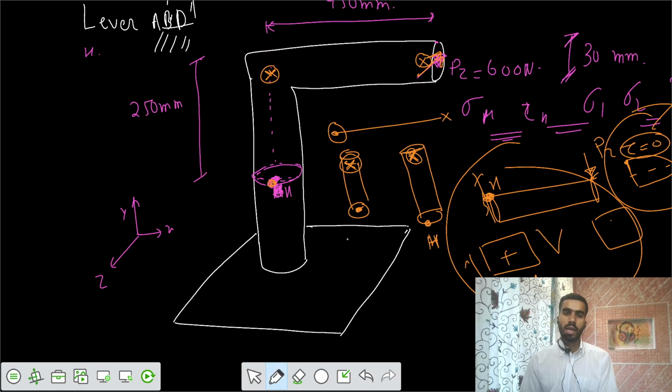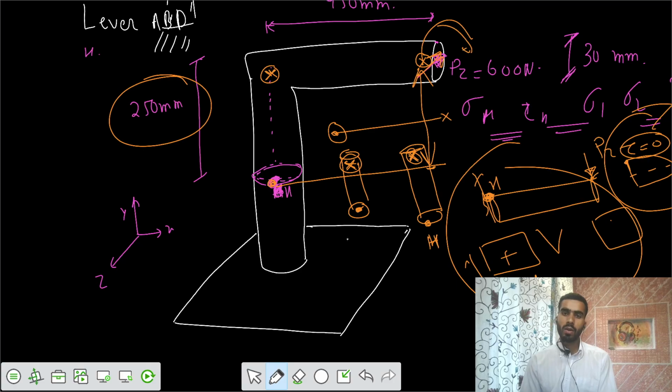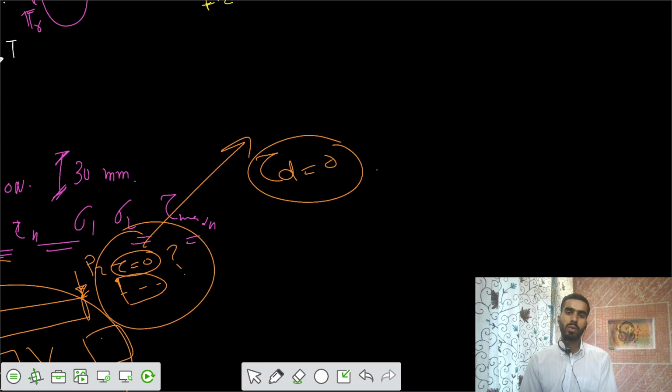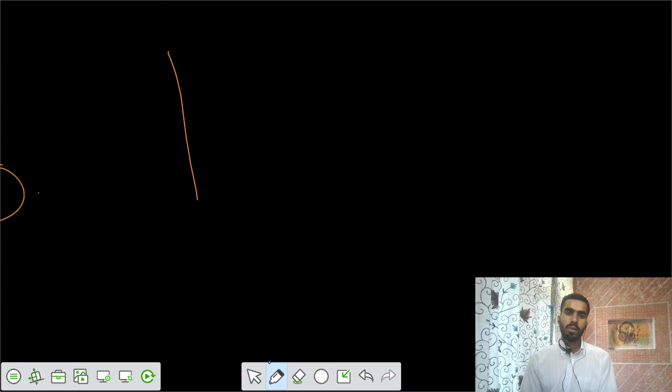I would say at this point, at a vertical distance, we have 250 millimeter. So some moment is getting developed on this point H. To balance it, I would say anti-clockwise moment. So let's have that part. You're applying a Pz in this way, and point H. Let's have that section also.